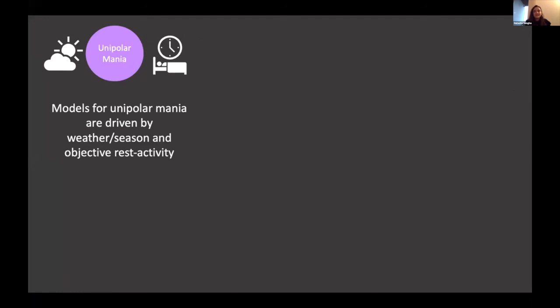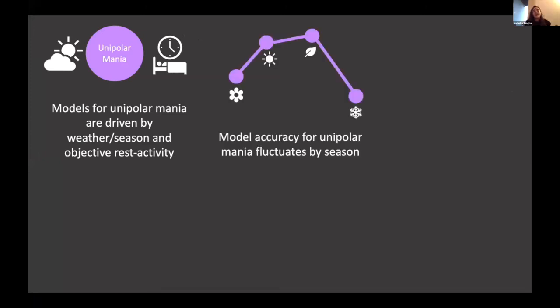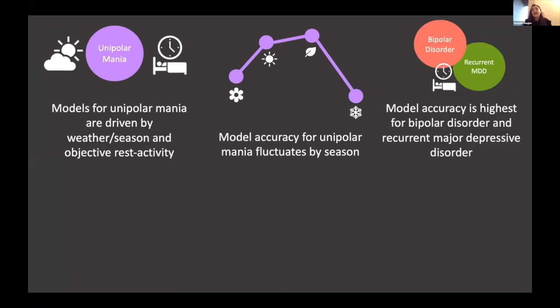So I guess the key takeaway things from this talk are that unipolar mania, the models for those are driven by the weather and seasonal variables and objective rest activity variables more so than they are for other mood disorders. And particularly for unipolar mania, you see these big fluctuations in seasonal accuracy as well, but we do see that slightly with the bipolar disorder group as well. And then the model accuracy is continuously highest for our recurrent major depression and bipolar disorder groups, which suggests that maybe they are quite different from healthy controls in terms of rest activity rhythms.